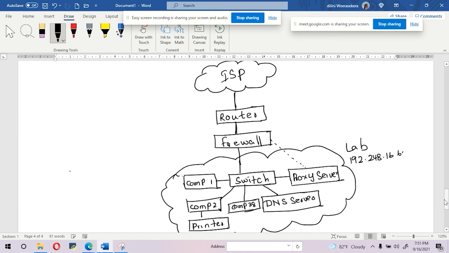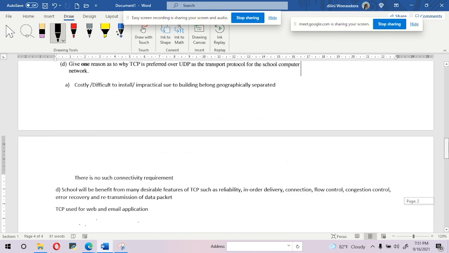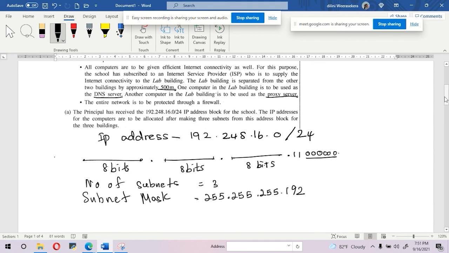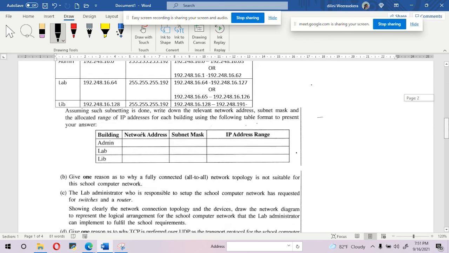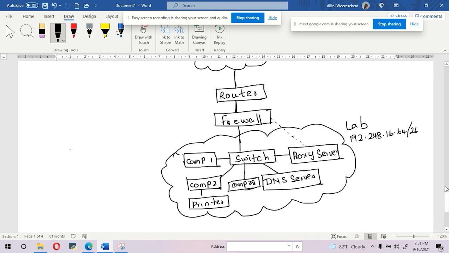64. And what is the CIDR? 2 bits are given for CIDR. So 24 and 2 is 26. Okay, so 2 is given for now. Here we got it, no? 8 and 8 is 16, and 16, 24, 25, 26. So that's why we are given the CIDR value there.